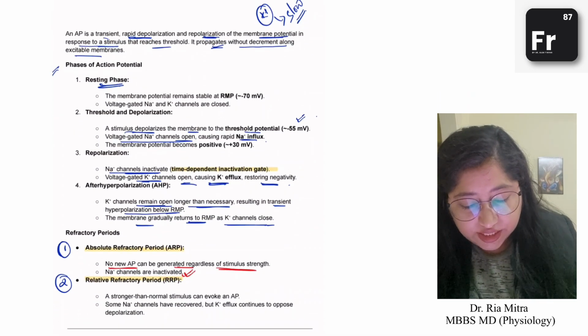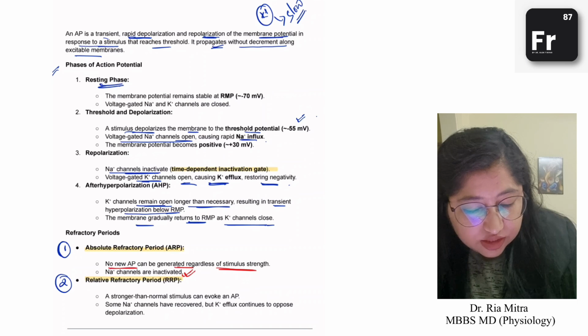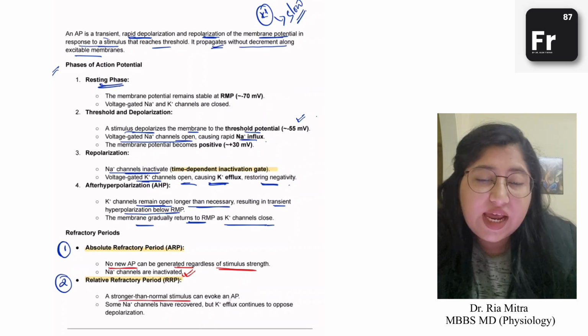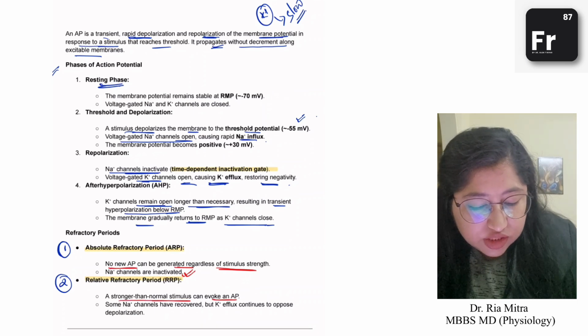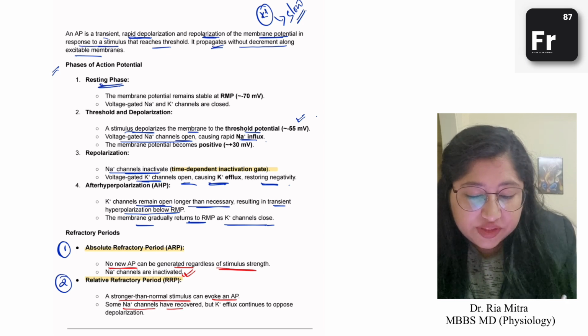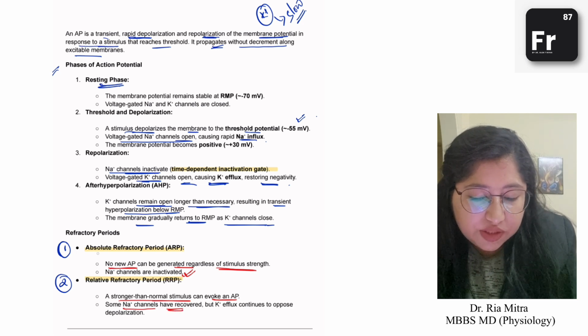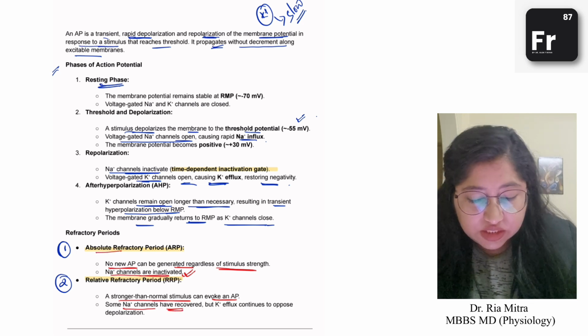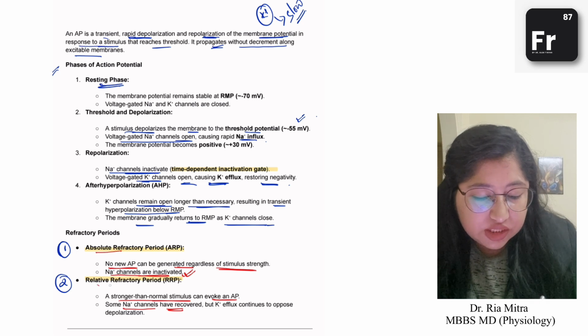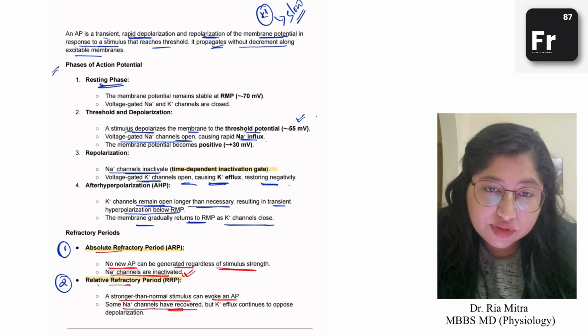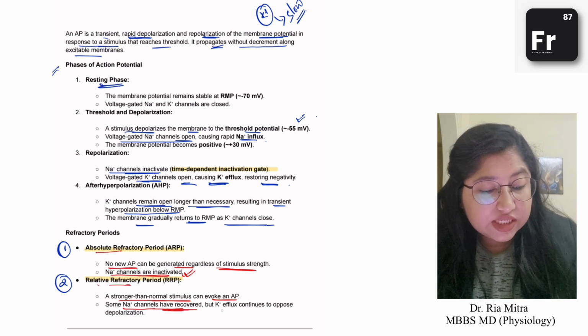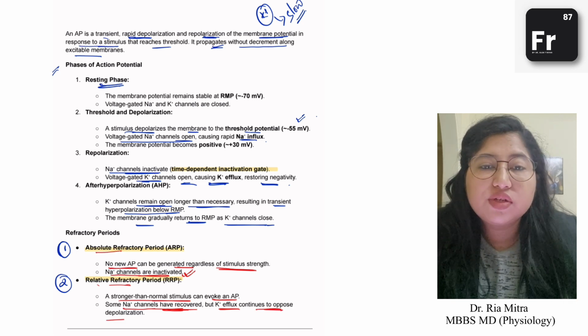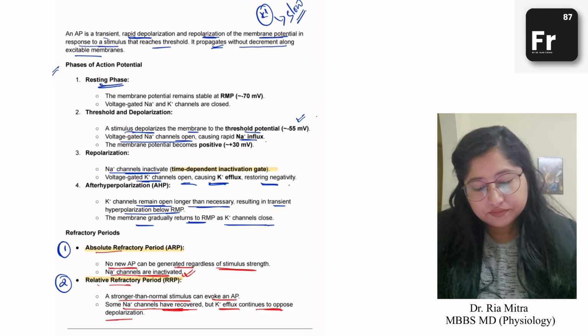What is relative refractory period? A stronger than normal stimulus can evoke an action potential. Some sodium channels have recovered. Now, what was the cause of absolute refractory period? Sodium channels were inactivated, but in relative refractory period, some of the sodium channels have recovered, but potassium efflux continues to oppose the depolarization, right?